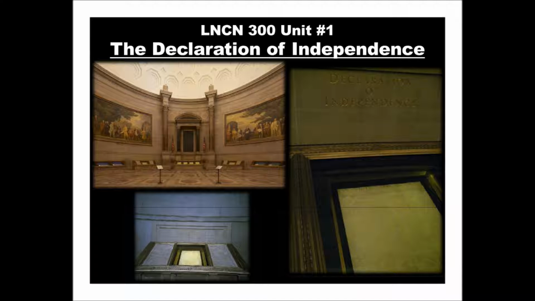Now, it is commonly believed that the Declaration signaled the severance, or final break, of the original 13 American colonies from Great Britain on July 4th, 1776. In fact, that is not true.